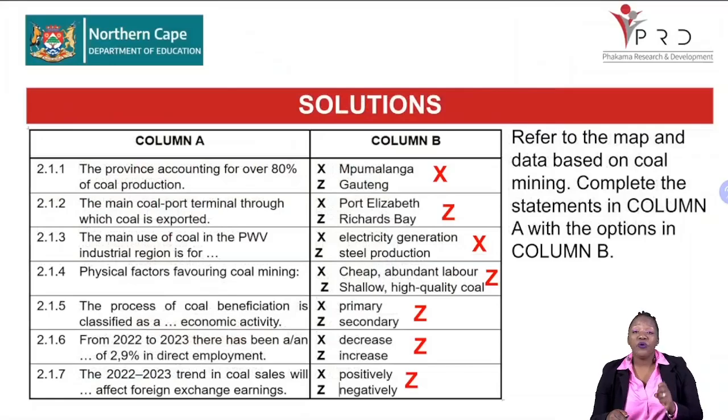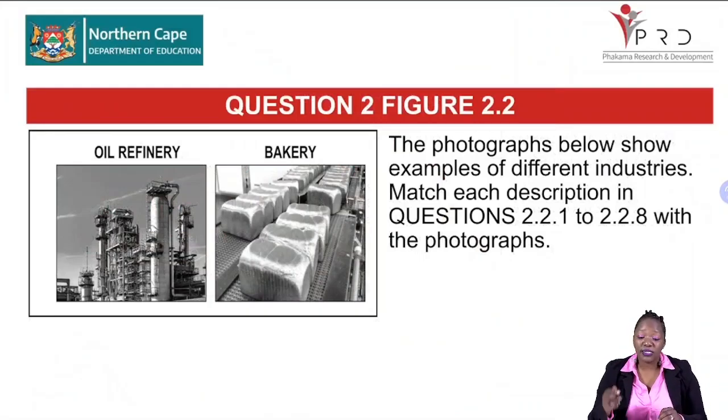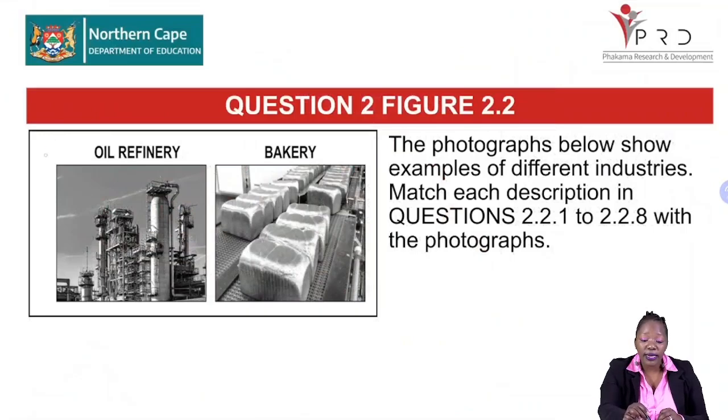So by now, you have done 7 questions. Let us go through the next figure. Our next figure is figure 2.2. It says the photograph below shows examples of different industries. We are given the oil refinery, we are given the bakery.